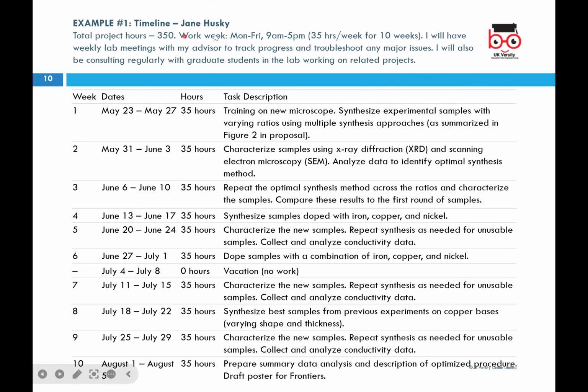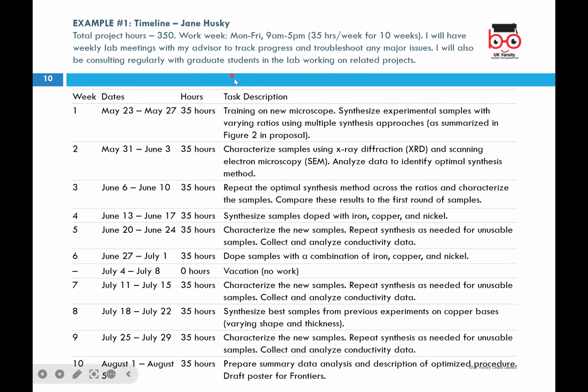So let's say there's this Jane Husky who had a timeline for this work. There was a total of 350 project hours. The work week was Monday to Friday, 9 a.m. to 5 p.m., 35 hours per week for 10 weeks. I have weekly lab meetings with my advisor to track progress and troubleshoot any major issues.